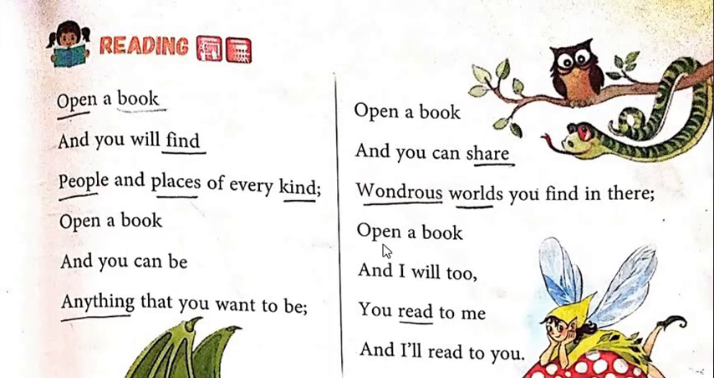Next stanza, the last one. Open a book and I will too. You read it to me and I will read it to you. Here the poet is telling that you open a book, I will also open the book, and you read it to me, means you tell me about your experience, what you have felt. I will also tell you what I have felt. This way we can both share.